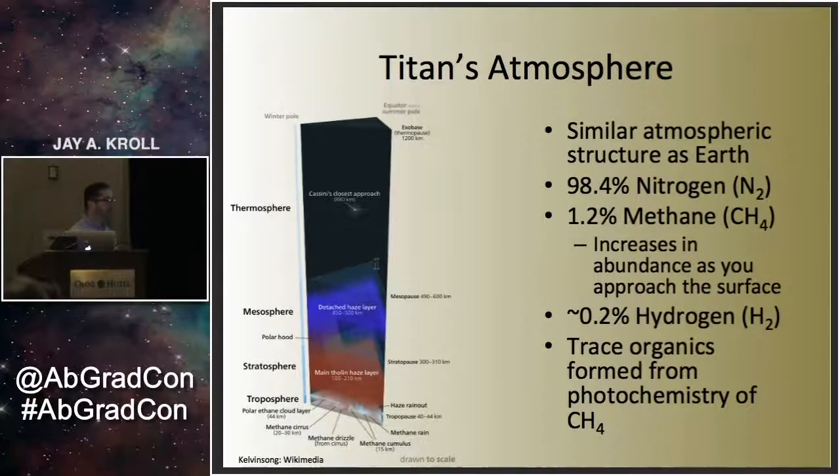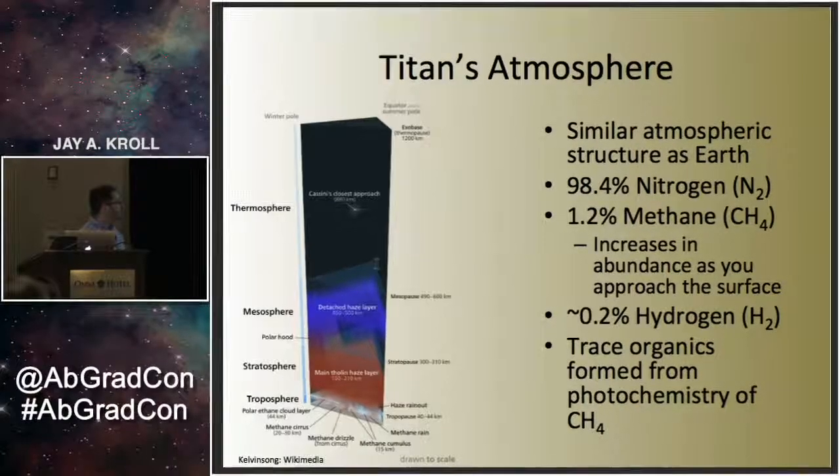It has this troposphere where we see all of its weather, and then an upper stratosphere where there's this tholin haze, which is mostly carbon-containing organics with some nitrogen in them, and then a mesosphere and thermosphere. Its atmosphere is almost entirely nitrogen. It's about 98% nitrogen. We do see some methane. It's 1.2% overall, but as you go closer to the surface, it actually increases to about 5% of the atmosphere.